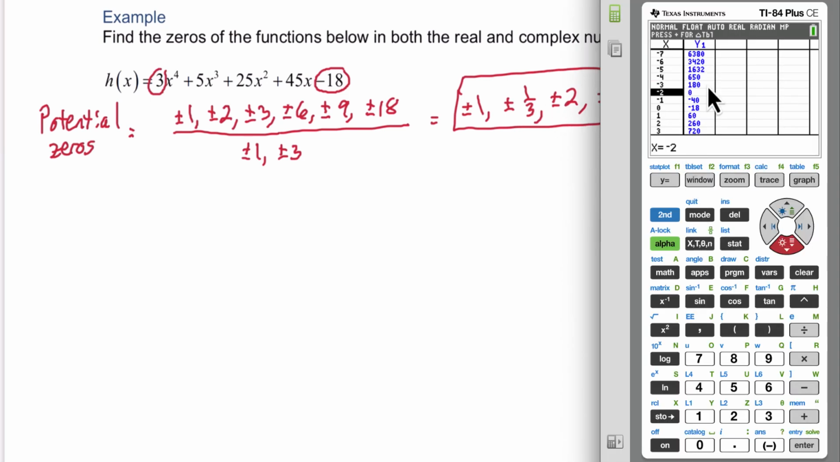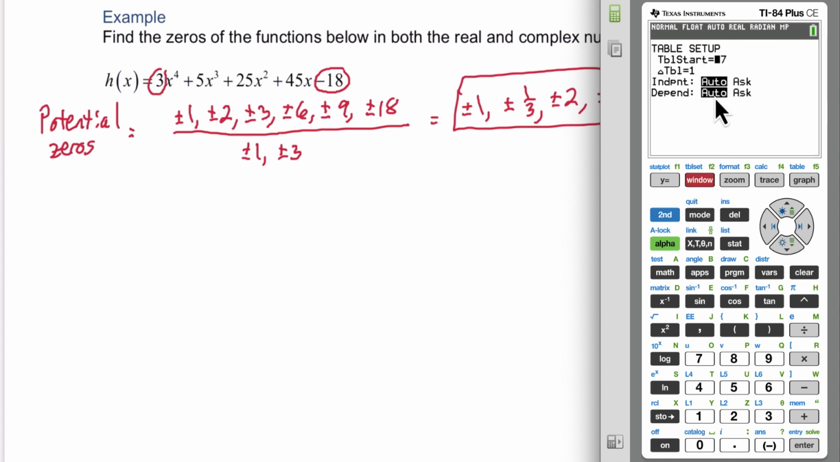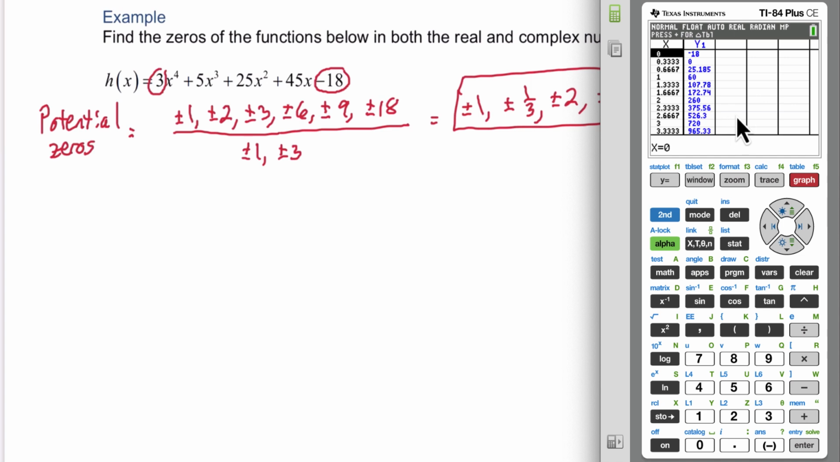So to get the calculator to display fractions, notice the x's right now are incrementing by 1s. We need it to increment by 3rds. So second window will take us to the table set. I'm going to start my table at 0, and let's make that delta table jump by increments of 1/3. Now when we go back to the table, hopefully we'll see another, and it looks like we do. 0.3 repeating is 1/3. Notice at 1/3 we get a 0, and then the other one was -2, 0. So let's just make a little note of that. In the calculator, we got -2 and 1/3.